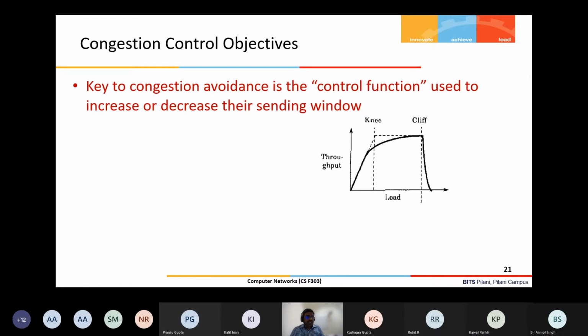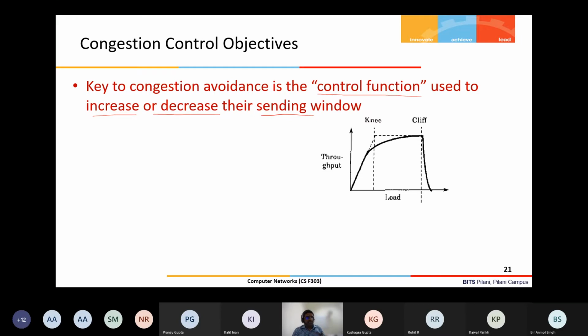The key to congestion control and avoidance is the control function, which is used to increase or decrease the sending window. So basically we need to devise an algorithm in which we define the increase function, say every RTT or every unit of time, and once congestion is perceived, what the decrease function is. And if I can perceive different levels of congestion, then accordingly my decrease function also can be different.